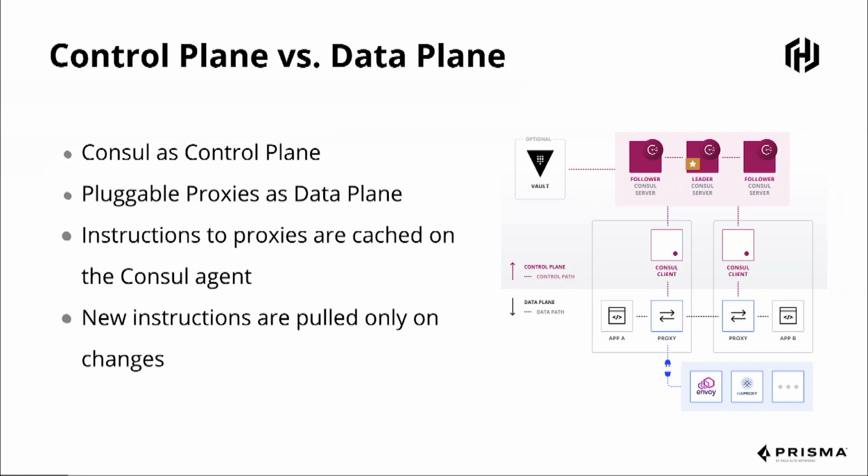The data plane is basically a pluggable proxy that receives this information from the control plane and uses it to route data correctly to the correct place.